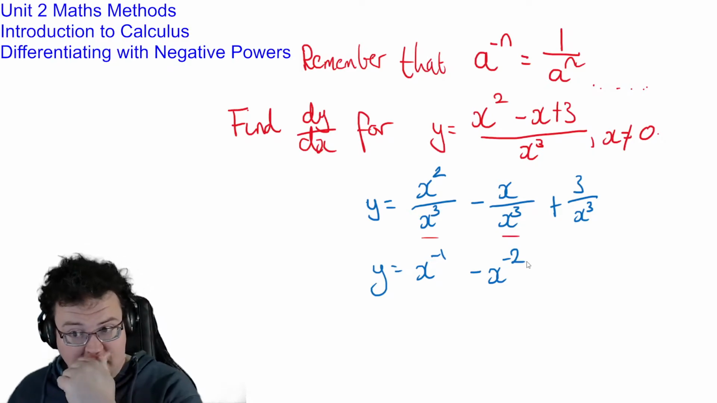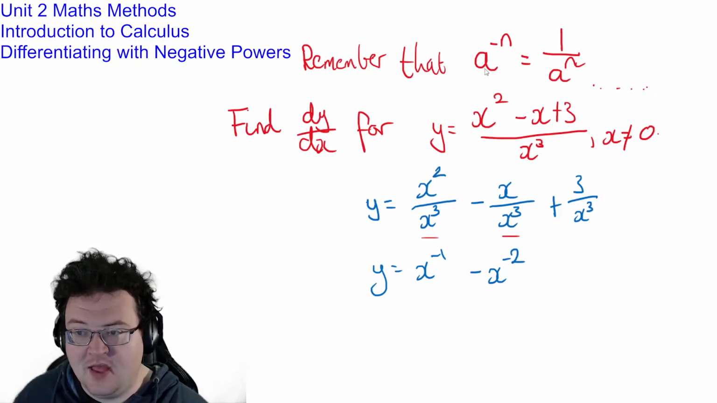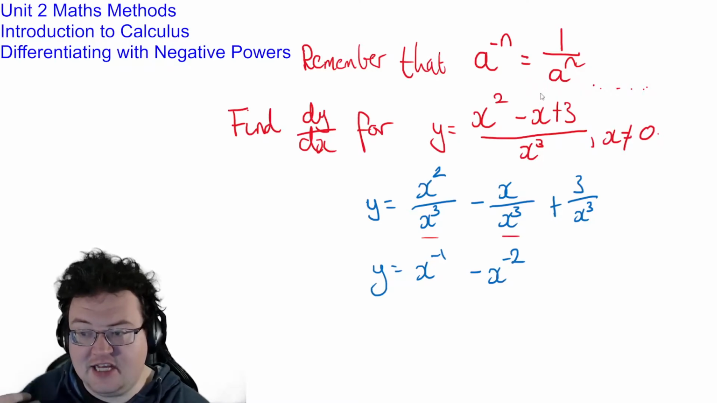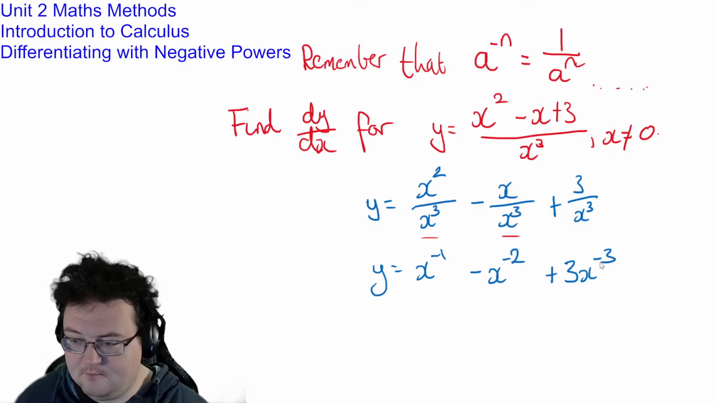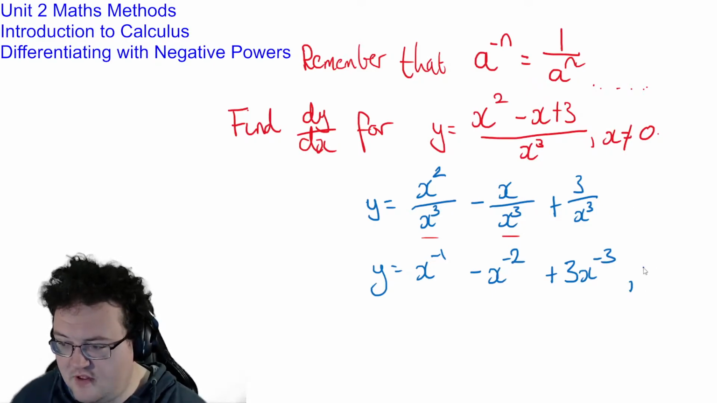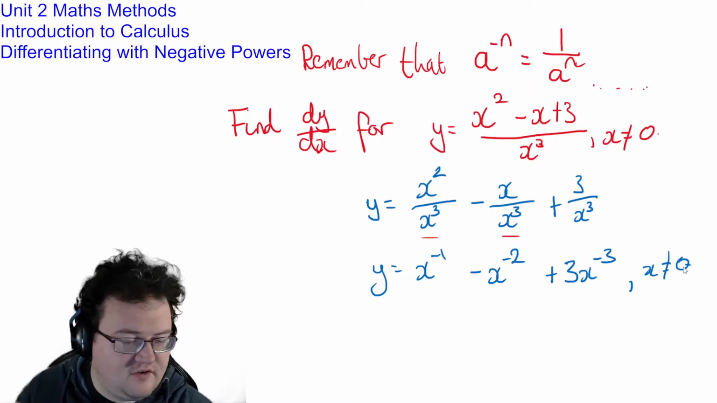And now the last one, we have to refer back to our rule at the top of the page. A to the negative n is the same as 1 on a to the n. In this case here, a is x and n is 3. So I'm going to have it as plus 3x to the minus 3. Now, I have to always remember that x can't be 0. That's just a fact of life. X can never be 0.